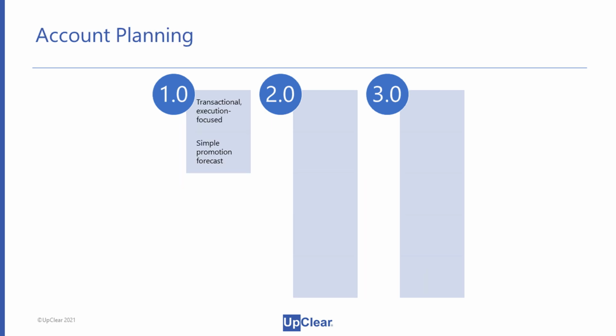All right, moving on to account planning. 1.0, very, very transactionally focused. Teams are just doing what they need to do to get the promotions executed. And the inputs and output to this are simple forecasts. So generally what we're seeing captured are just the basic tactics that are being used, the timing, what products are involved.